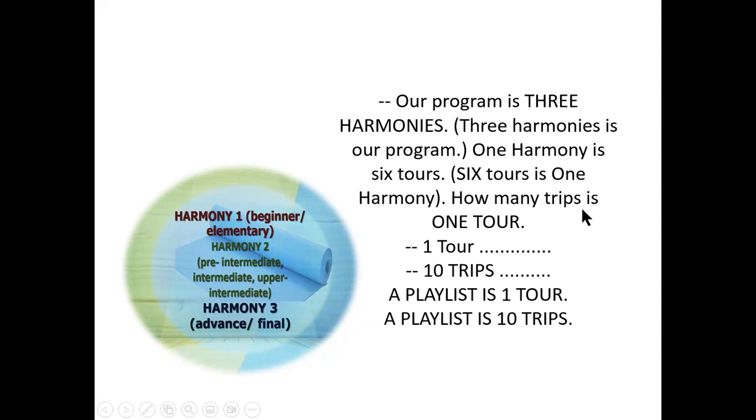How many trips is 1 tour? 1 tour is 10 trips, or 10 trips is 1 tour. So, as a result, a playlist is 1 tour. A playlist is 10 trips.